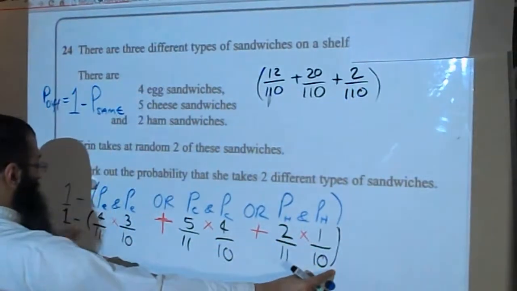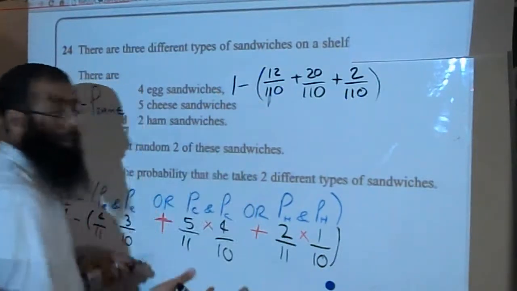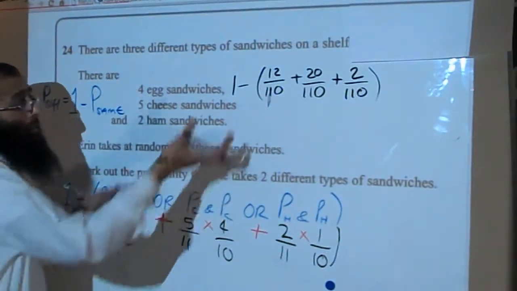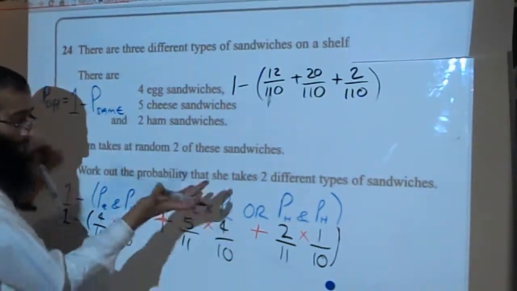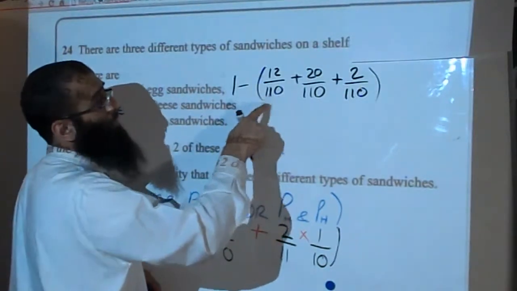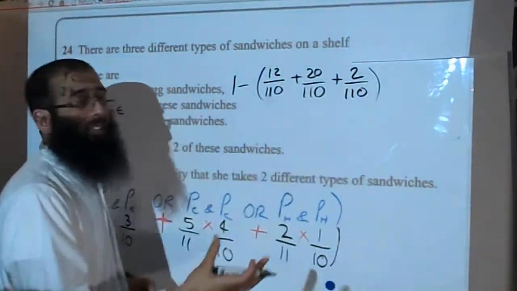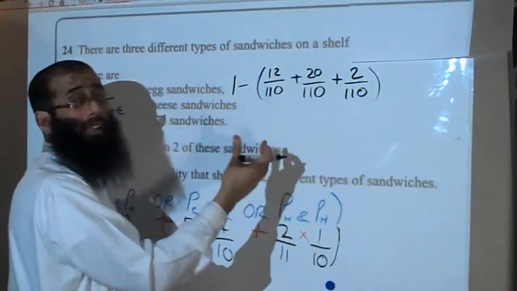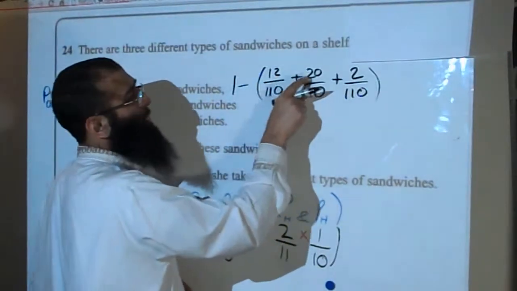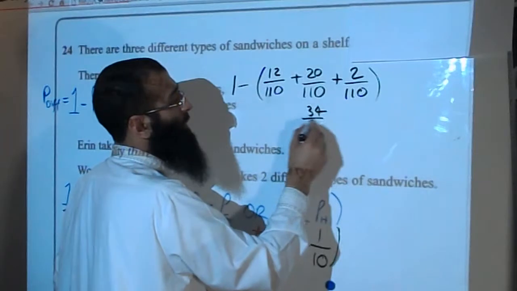And remember, all of this is 1 minus it. I'm having to copy this from here to there because we are running out of actual board space that we can record on. So let's work this out. 12 over 110 plus 20 over 110 plus 2 over 110 is fantastic, all the denominators are the same. At the top now, 12 plus 20 is 32, 32 plus 2 is 34.